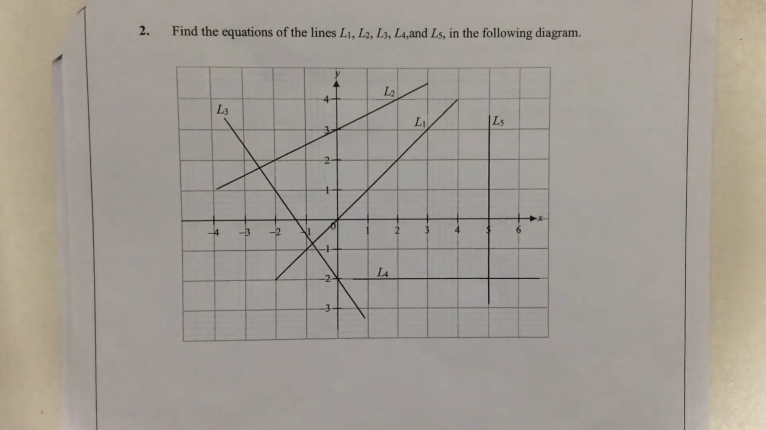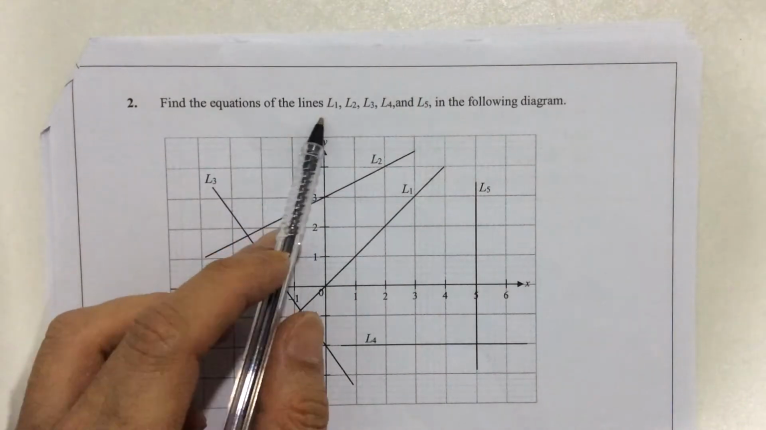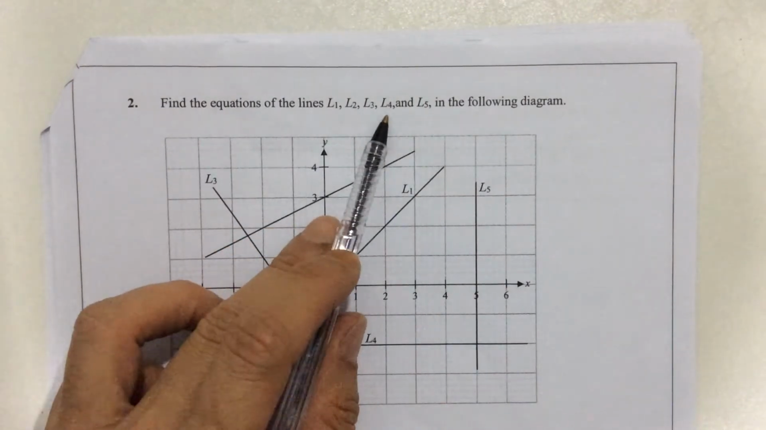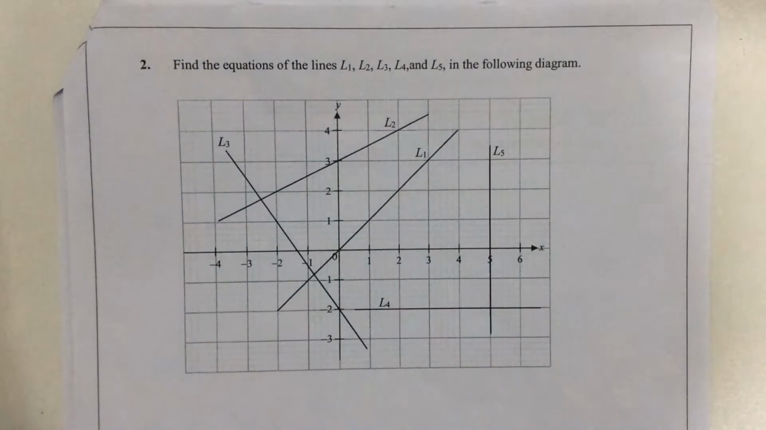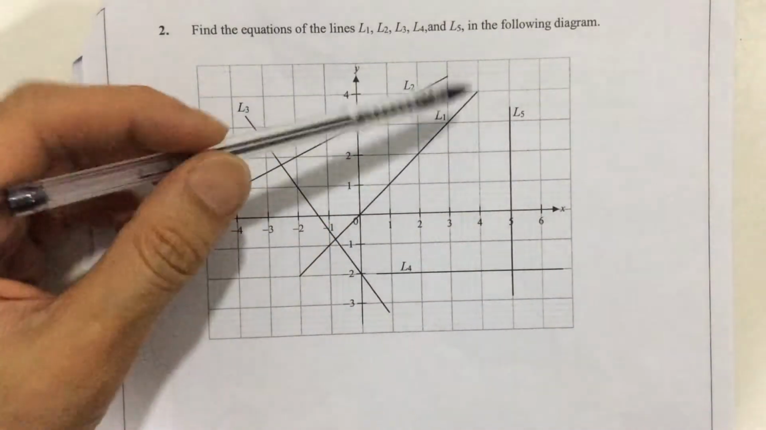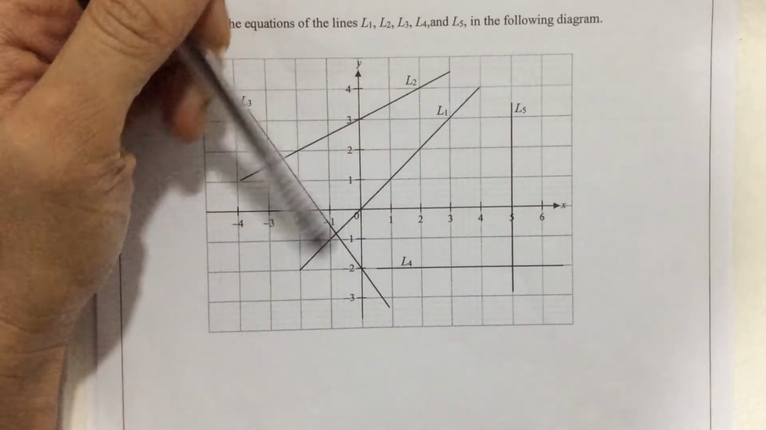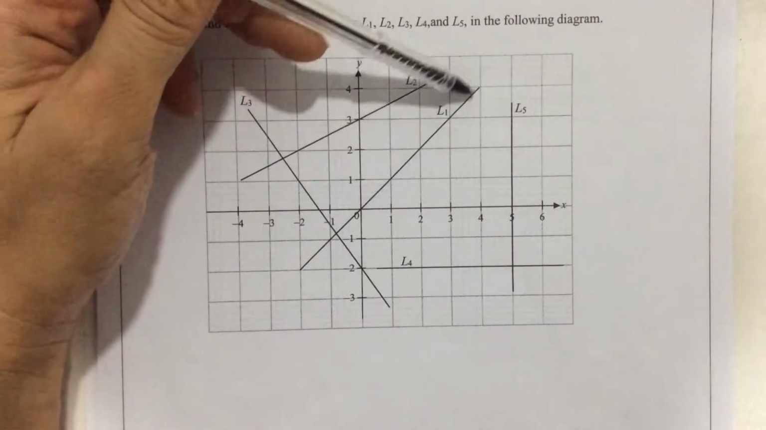Okay, next for question number 2, we have a question here to find all the equations of line 1, 2, 3, 4, and 5. So we get one by one. You can see from line 1 here, this is line 1. We have a straight line, so all the lines are straight lines, so it is going to follow the equation y equals mx plus c.